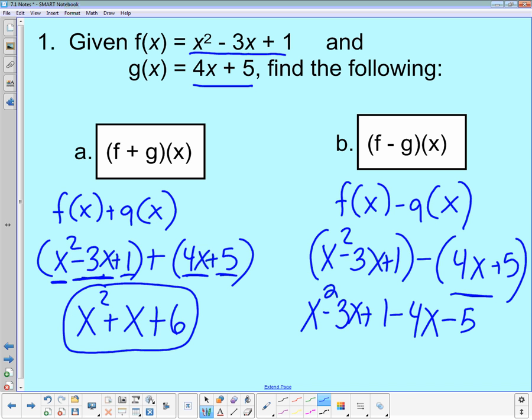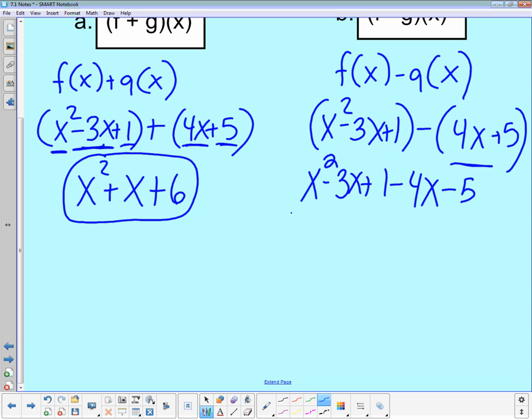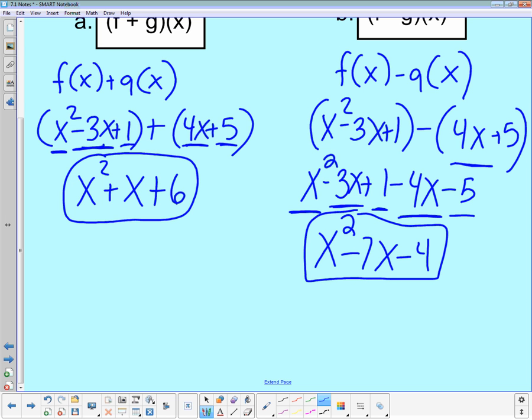From here, we can combine like terms. We have only one x squared term, so x squared. We have a negative 3x and a minus 4x, so negative 3 minus 4 is a negative 7x. And then 1 minus 5 gives us a negative 4. So our new function, or f minus g of x, is x squared minus 7x minus 4.